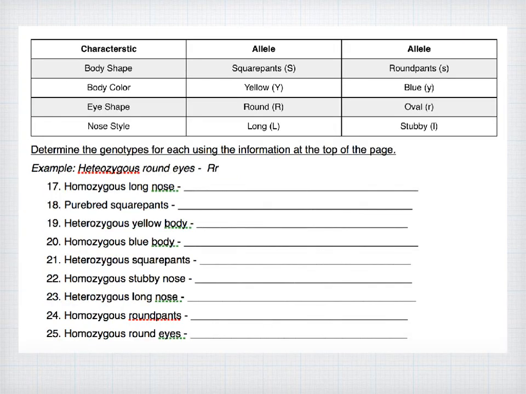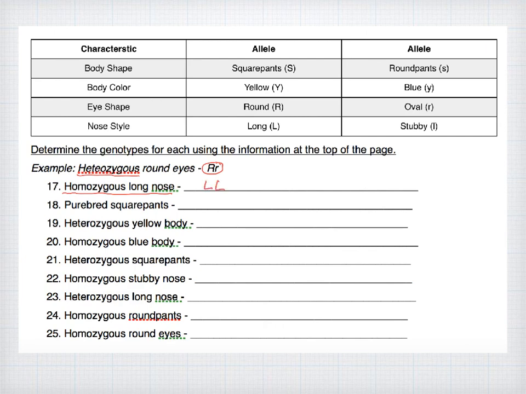Okay, this one says determine the genotypes for each using the information at the top of the page. The example is heterozygous for round eyes. Round eyes are dominant to oval eyes, but since it says heterozygous, that would have to be a big R, little r. Number 17, homozygous for long nose. We look here, long nose is dominant. Since it's homozygous, that would have to be big L, big L.